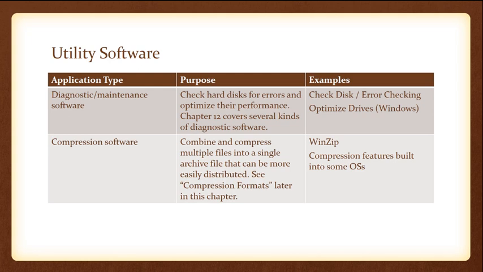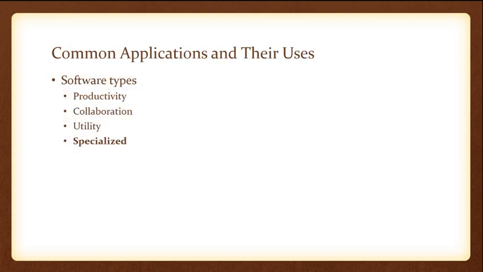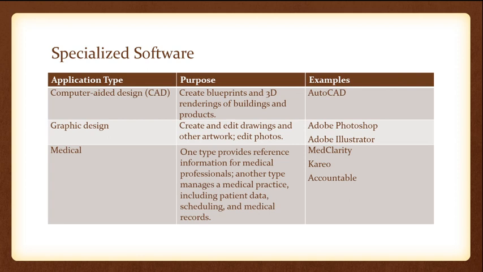Others are diagnostic maintenance software like CheckDisk, error checking, optimized drives, and compression software, WinZip, and compression features built into some OSs. And I was wrong, there are only 4 types. And the 4th type is specialized. In specialized software, these are apps designed to appeal to a specific segment of the population. These are some examples that only help certain people according to probably their profession.